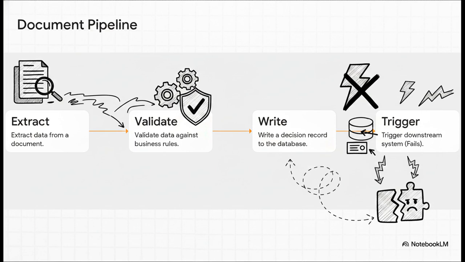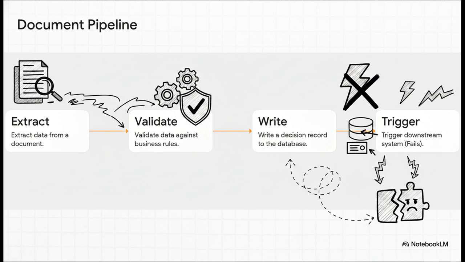First, we extract data from a document. Second, we validate it against our business rules. Third, we write a decision record to our database. And finally, step 4, we trigger a downstream system notification. But as we said, that 4th step fails. Without explicit system design, you are completely stuck.